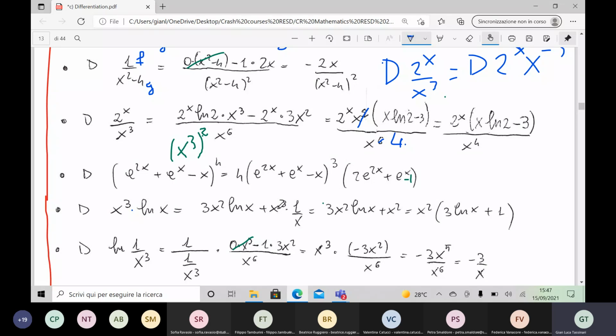The derivative of the logarithm of x is a super elementary rule, which is 1 over x, so times 1 over x. Then you can simplify this with this one, and it is always good to collect something if you can. Here you see you have x squared, so collect x squared, and you get x squared times 3 ln of x plus 1.